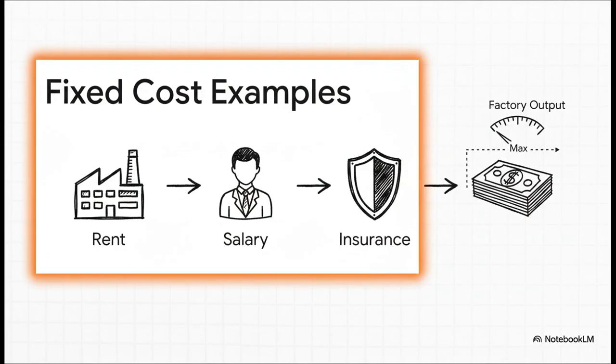To ground this in reality, just picture your factory rent, or maybe your non-production salaries, like for your management team, or your building insurance. These costs do not care if you produce 10 units today or 10,000. The total bill you have to pay at the end of the month stays exactly the same, regardless of how much you actually end up making.